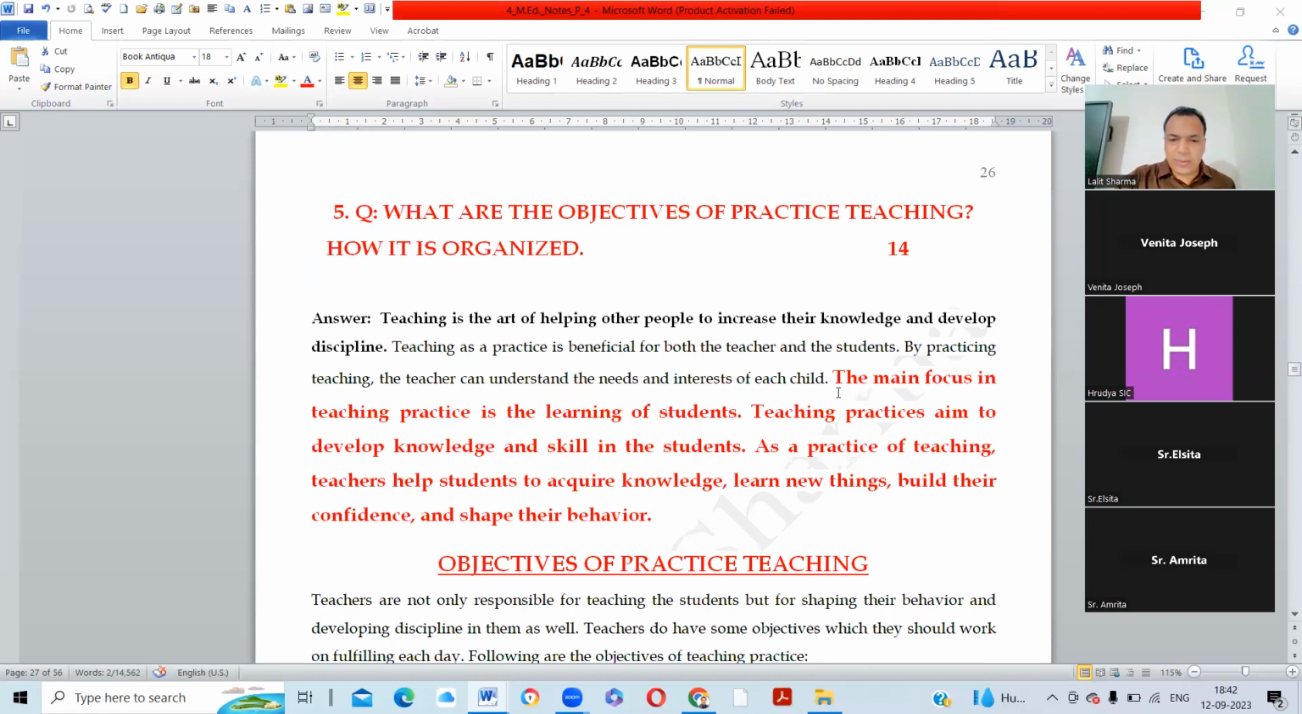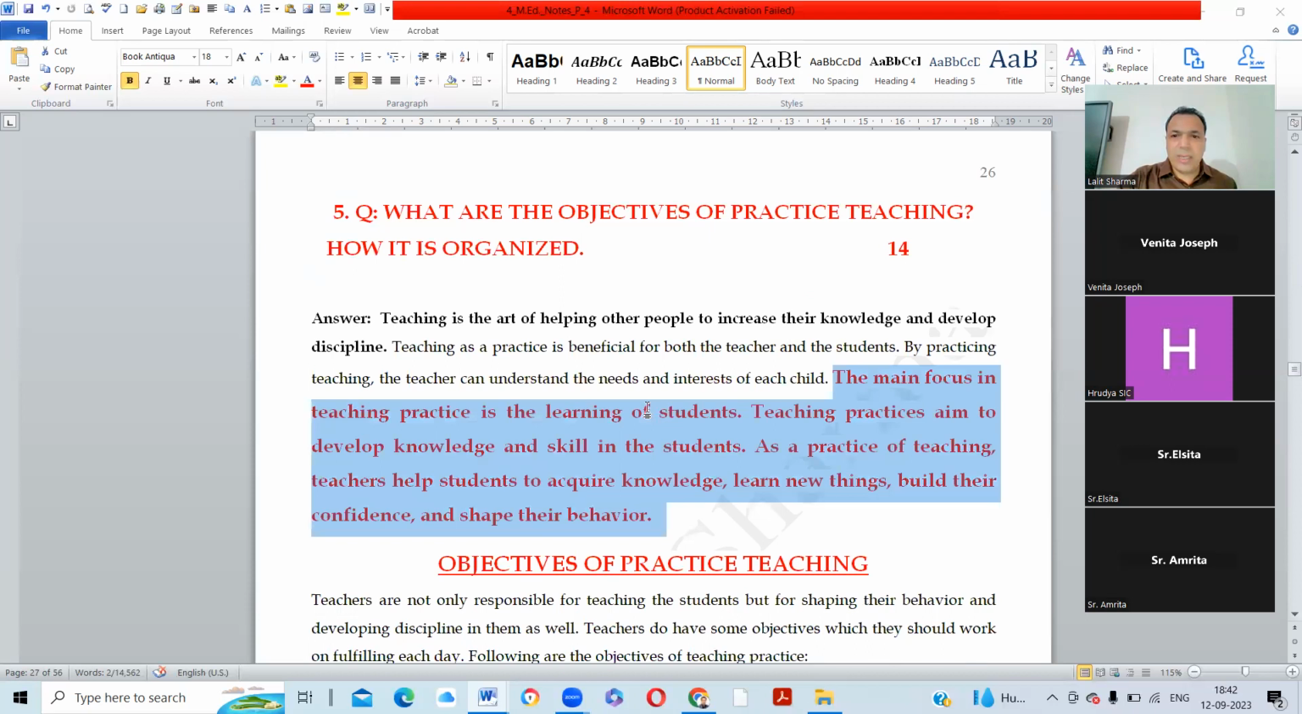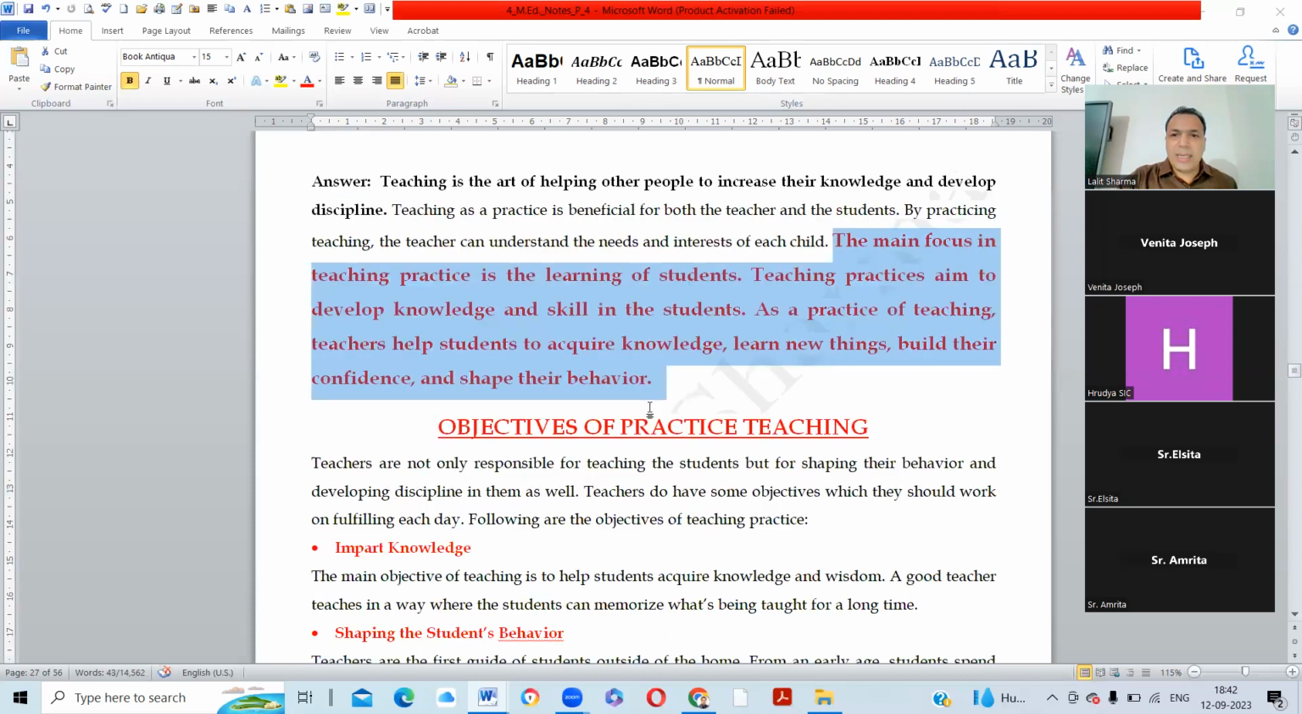Okay, so you can see here also, the main focus in practice teaching or teaching practice is the learning of students. Teaching practice aims to develop knowledge and skills among the students. As a practice of teaching, the teacher helps students to acquire knowledge, learn new things, build their confidence and shape their behavior. So here, guys, you have to talk about practice teaching.